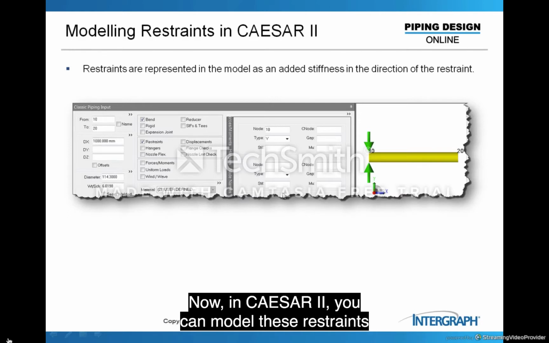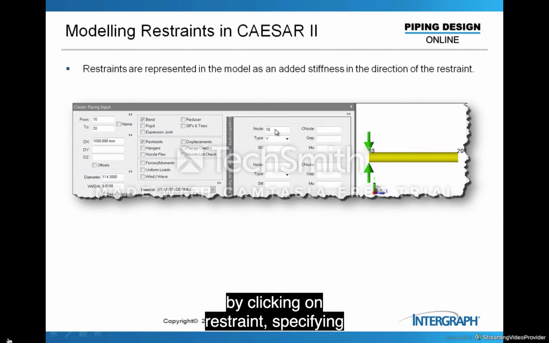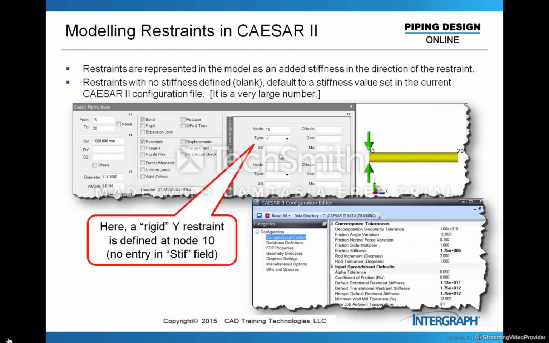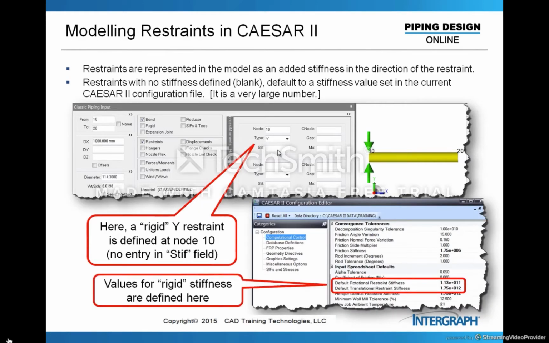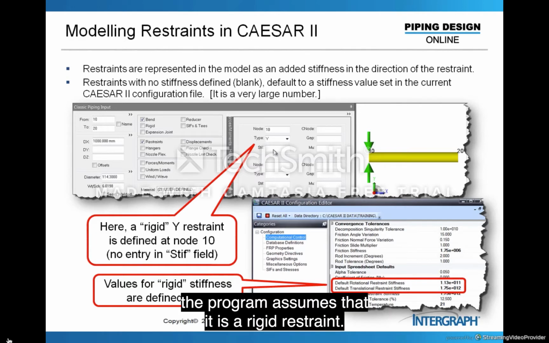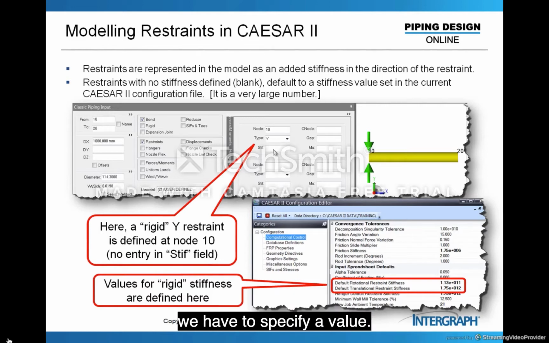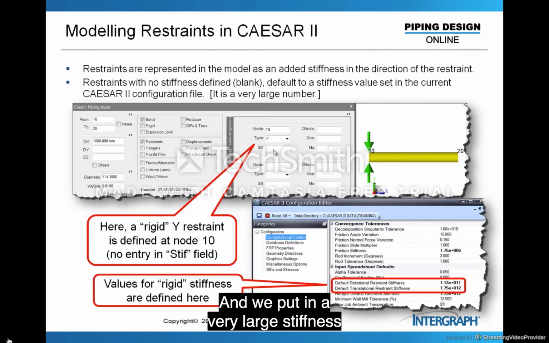Now, in Caesar 2, you can model these restraints by clicking on restraint, specifying the node number and the type. And the different types will give us either linear or nonlinear conditions. If you do not specify a stiffness, the program assumes that it is a rigid restraint. Now, in a computer program like Caesar 2, we have to specify a value, and we put in a very large stiffness for this rigid restraint.